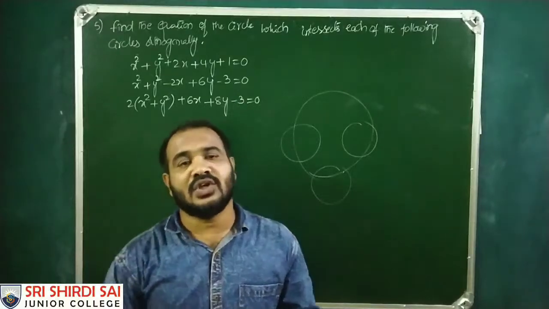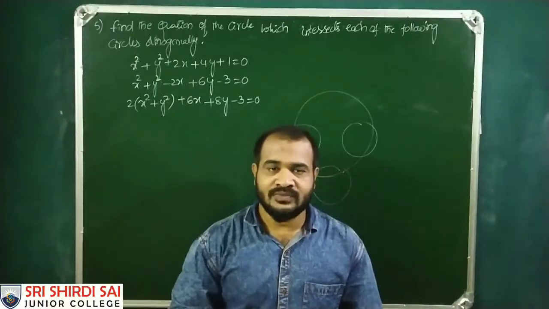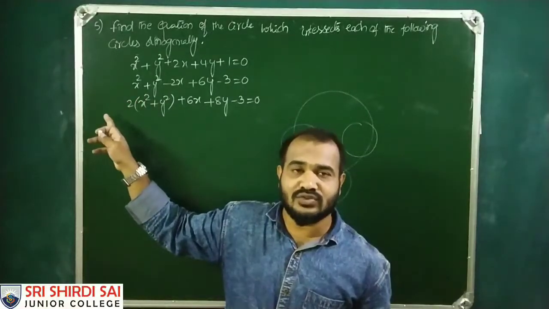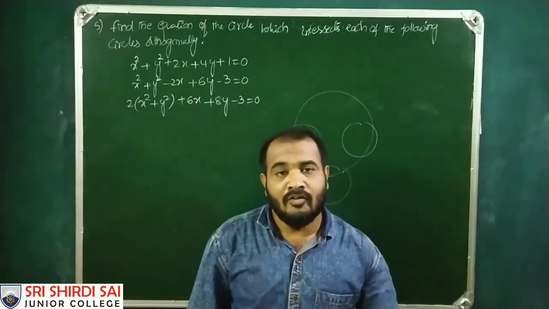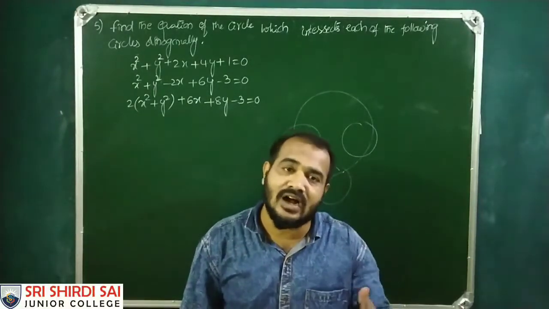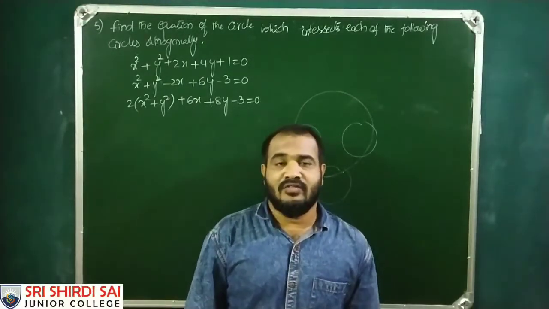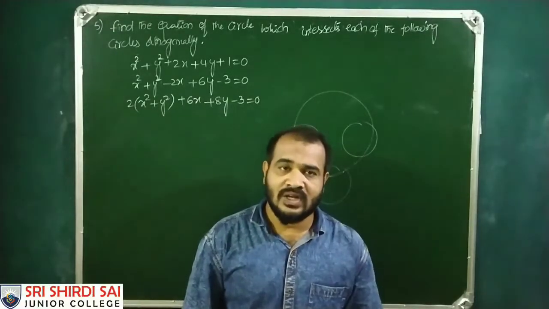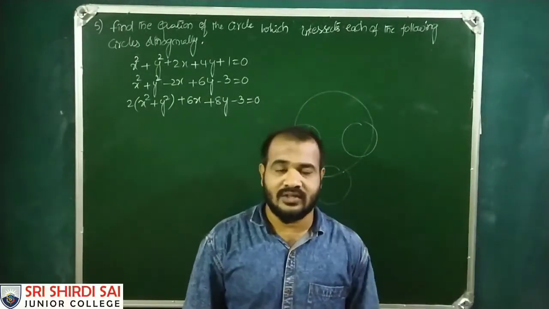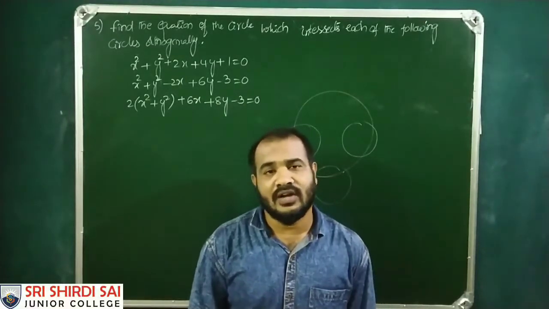So S equals to 0, S dash equals to 0, and you use the condition for orthogonality. Same is the case with S equals to 0, S double dash equals to 0, and S equals to 0, S triple dash equals to 0. Then we will be getting 3 equations in terms of G, F, C and a constant equals to 0. If we solve all of them, we will get G, F, C values, and if we substitute back into the general equation x square plus y square plus 2gx plus 2fy plus c equals to 0, we will get that answer.